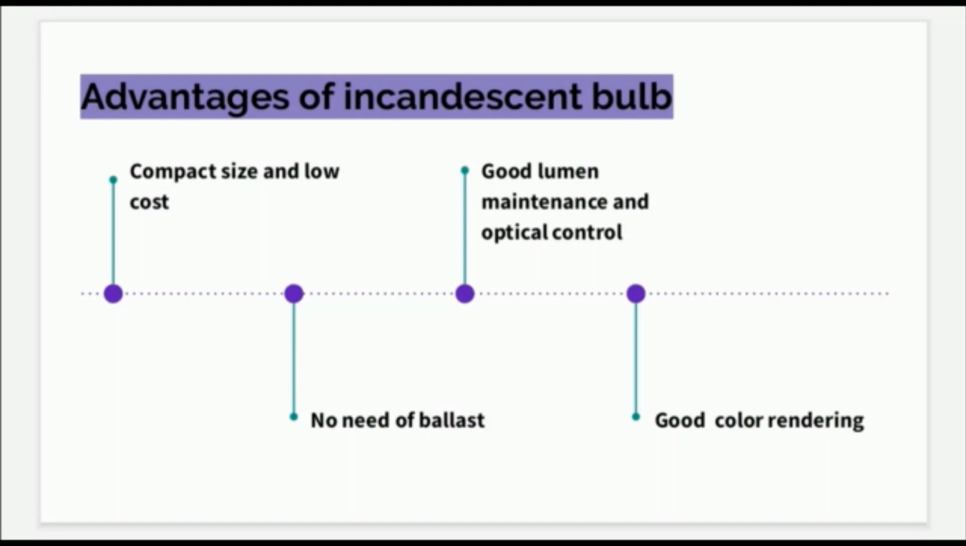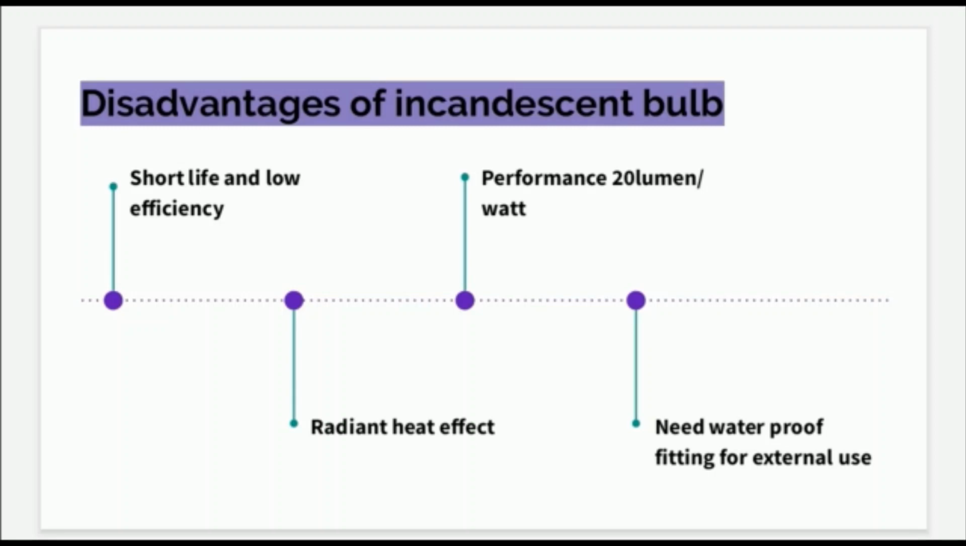The advantages are compact size and low cost, no need of ballast, good lumen maintenance and optical control, and good color rendering. Whereas the disadvantages are short life and low efficiency, performance is 20 lumen per watt, radiant heat effect and need for waterproof fitting.